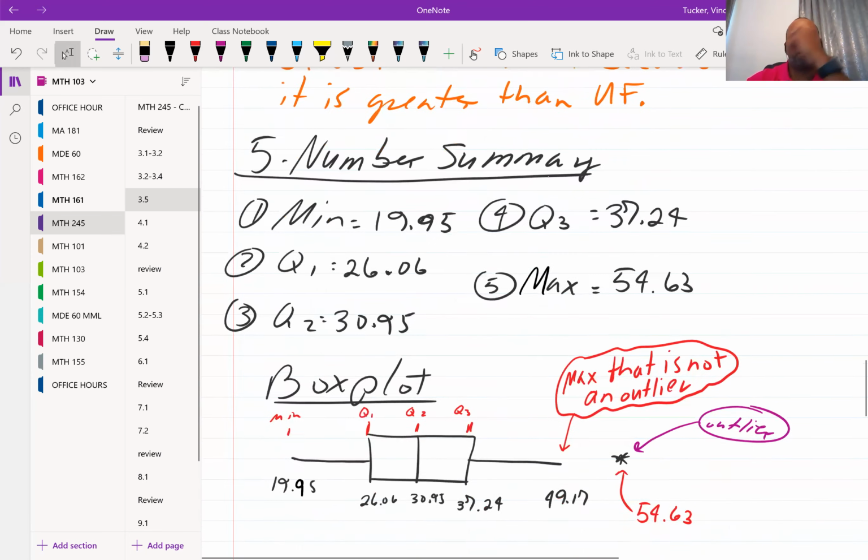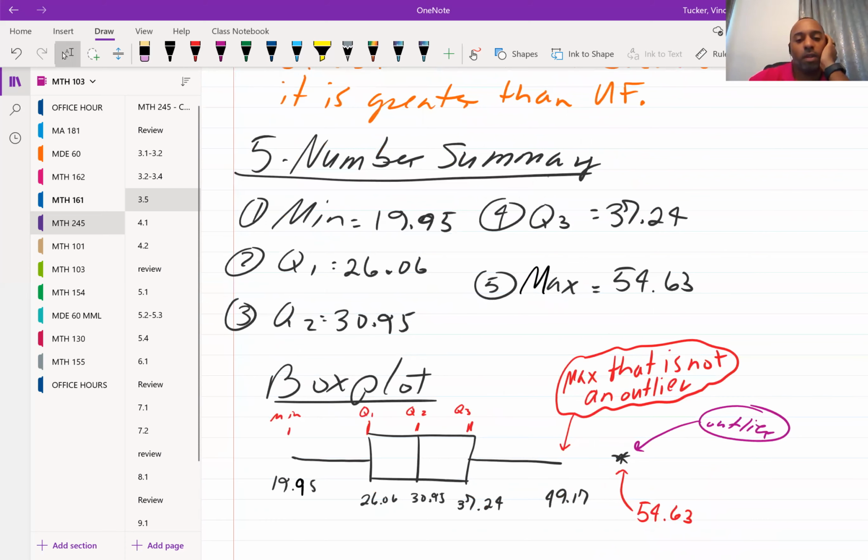All right, then the box plot. We have Q1, Q2, and Q3 right here. And then these whiskers extend to the maximum value that is not an outlier. So that's why our largest value that's not an outlier was 49.17. So that's why the whisker extends to 49.17. And then we represent 54.63 with an asterisk.